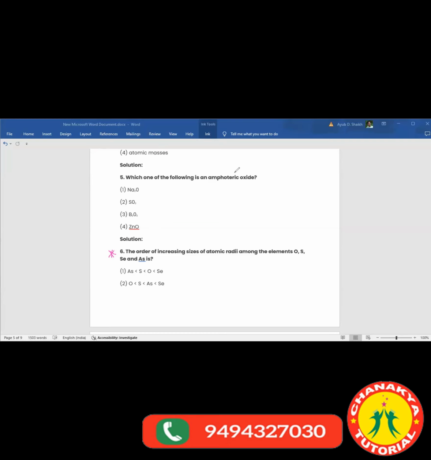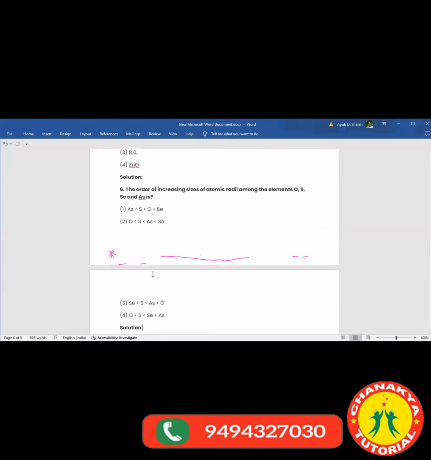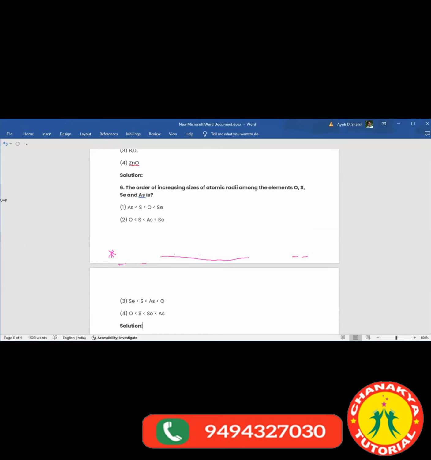Fine. Now, sixth question. In order of increasing size of atomic radii, among the elements oxygen, sulfur, selenium, and arsenic, what would be the answer? I'll just scroll it down. Maybe if the correct option would be down, then you wouldn't see it. Now check.